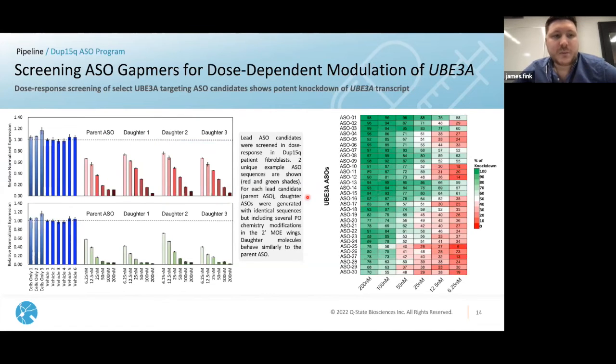We can do this in dose response. Of course, we don't want to knock down UBE3A too much. So we're looking also for ASOs who are able to reach desired levels at lower doses to avoid things like toxicity or tolerability issues. So there's some example data here on the left for that. And the right-hand side is also just a subset of ASOs with a heat map of percent knockdown. And you see this nice gradient of red to green, showing that these ASOs are approaching 100% knockdown as you get up to 200 nanomolar. Again, these are all in fibroblasts so far.